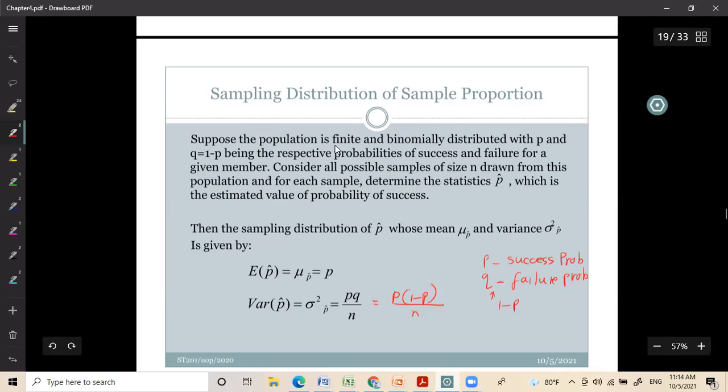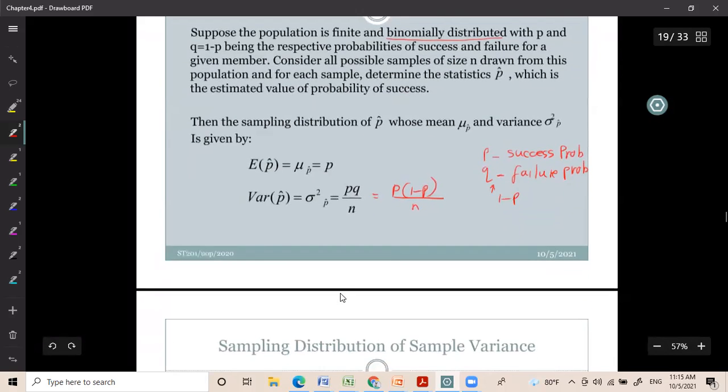Okay. So if the population is finite and binomially distributed, with P and Q the respective probabilities of success and failure, and then you consider all possible samples of size n drawn from this population, you can find the sampling distribution of the sample proportion. That sampling distribution of the sample proportion will have the mean the same as the population proportion, and the variance P times 1 minus P over n. Okay.